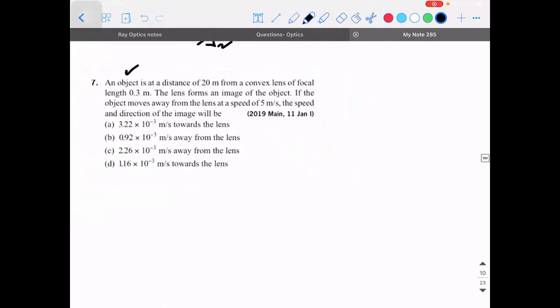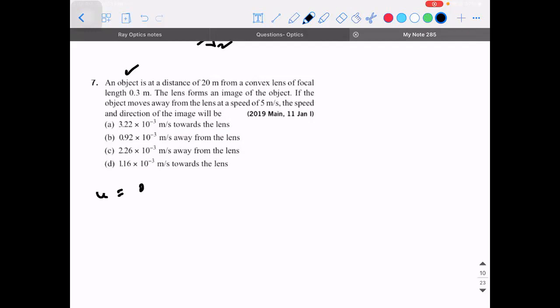An object is at a distance of 20 meters from a convex lens of focal length 0.3. So for a convex lens, the focal length is positive. The lens forms an image of the object. If the object moves away from the lens at a speed of 5 meters per second, the speed and the direction of the image will be how much?